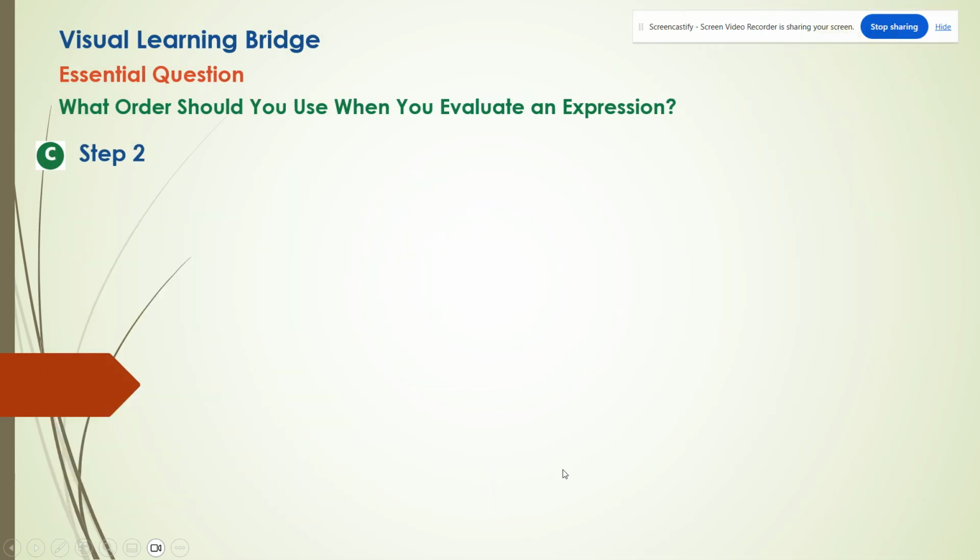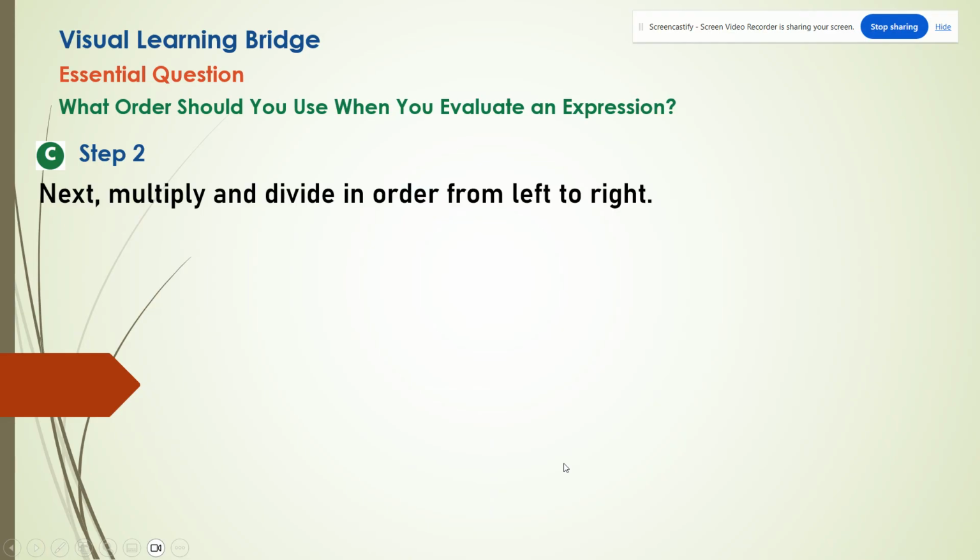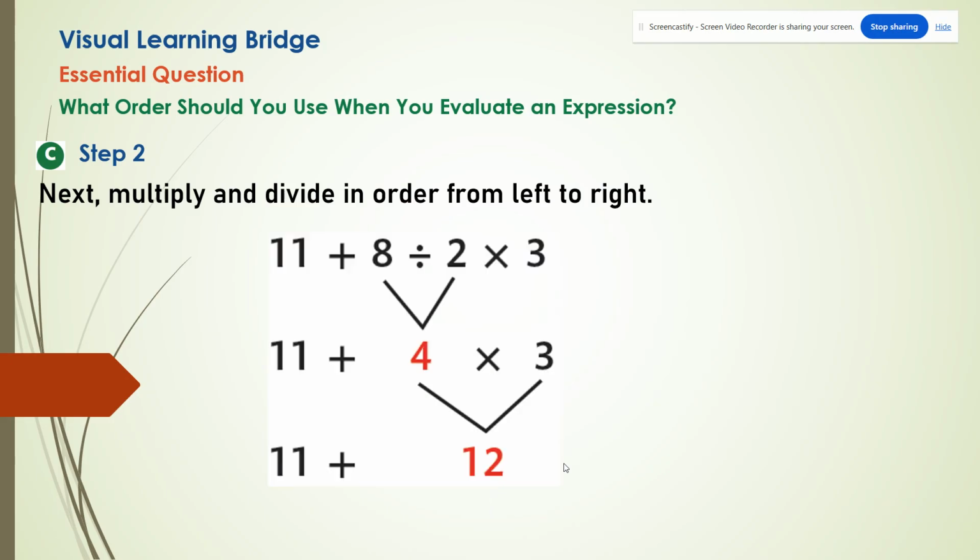What should we do next? So step 2. Step 2 is multiply and divide in order from left to right. So whichever comes first. And in this case, we have 11 plus 8 divided by 2 times 3. So even though in our acronym multiplication comes first, you multiply or divide, those two are equal, whichever one comes first. And in this case, we have division first.